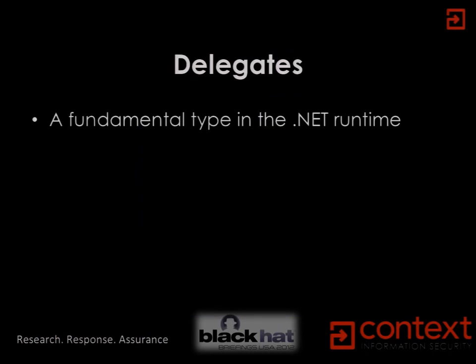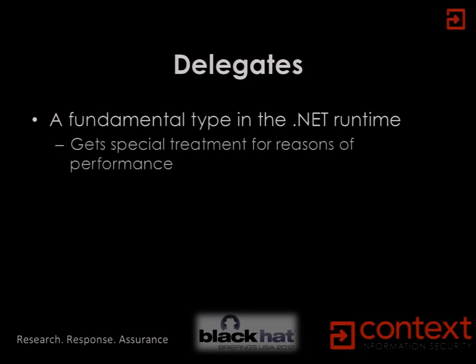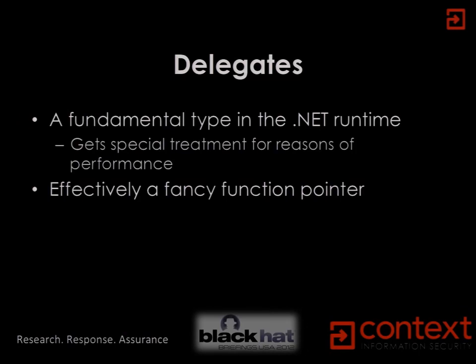So to fill in the final piece of the puzzle in terms of getting remote code execution, breaking out of the sandbox, we need a type which we can corrupt in such a way that it causes a security problem. And for this, I chose delegates. Now, delegates have been built in since day one of the .NET runtime. They're effectively just fancy function pointers, but they have special treatment in the framework for performance reasons. They effectively boil down, when they're jitted, to straight function calls.